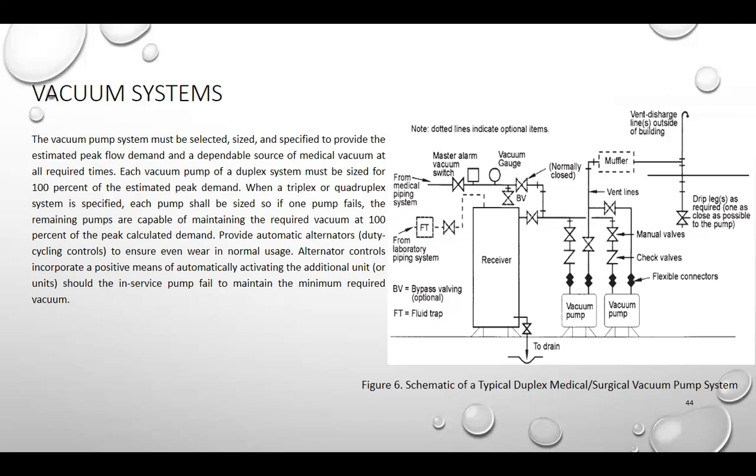So provide adequate alternator duty cycling controls to ensure even wear in normal usage. Alternator controls incorporate a positive means of automatically activating the additional unit or units should the in-service pump fail to maintain the minimum required vacuum.